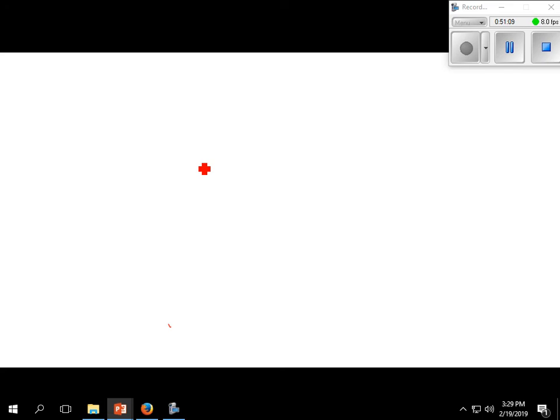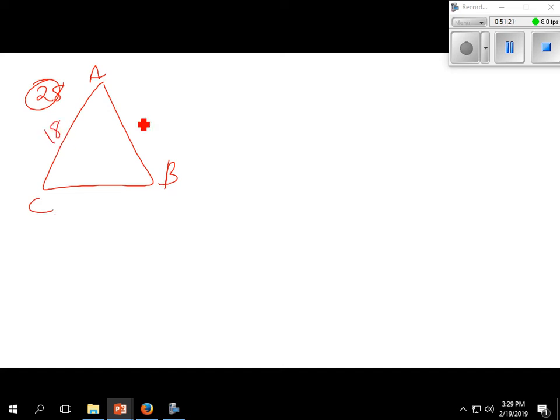Problem 28. They give us a triangle that looks like this. Point A, point B, point C. This is 18 inches. This is 20 inches. This is 17 inches. They say for an art project you need to create a design that involves only triangles. One of the triangles you cut out is shown below. List the angles of the triangle from smallest to largest.